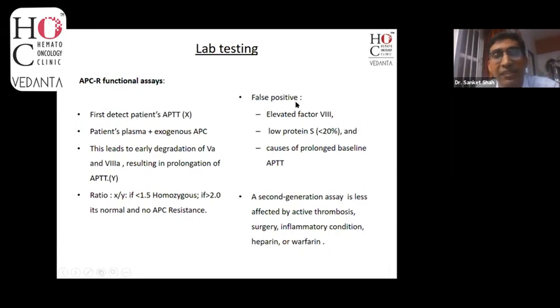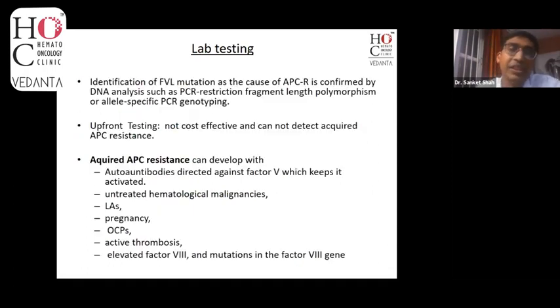However, there are certain cases which can lead to false positive testing, like elevated factor VIII level or very low protein S. Causes of prolonged baseline APTT itself can even affect the APC resistance functional assay. There are certain second generation assays now available to rule out all these problems. The other lab test available is identification of the factor V Leiden mutation directly by the PCR method. We can even do direct testing of the factor V Leiden mutation, but that is not a cost-effective way, and it cannot detect mostly acquired APC resistance.